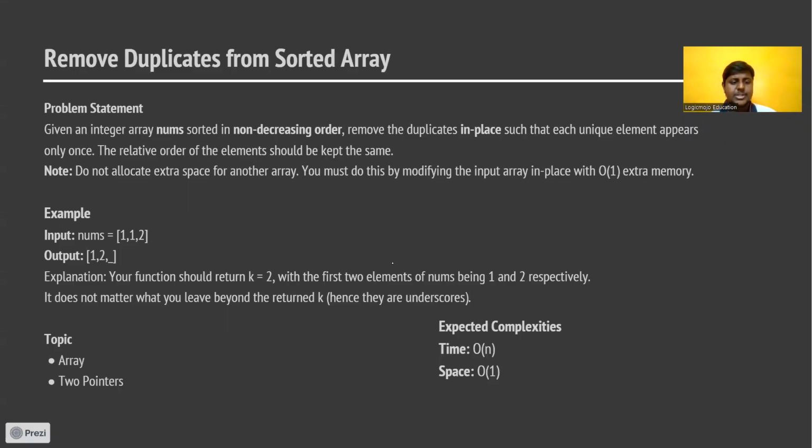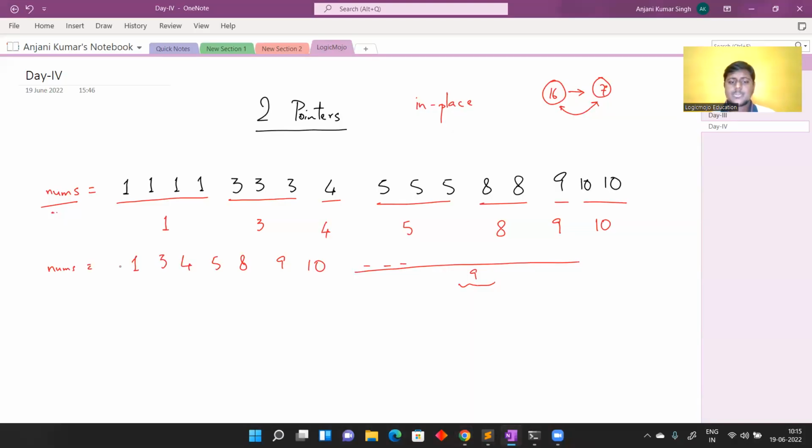For example, if your input is 1, 1, 2, your output should look like 1, 2, and then an underscore. Why an underscore? Because it doesn't matter. It doesn't matter to the compiler. It doesn't matter to the interpreter. It doesn't matter to the interviewer what you're putting here. You can put anything you want.